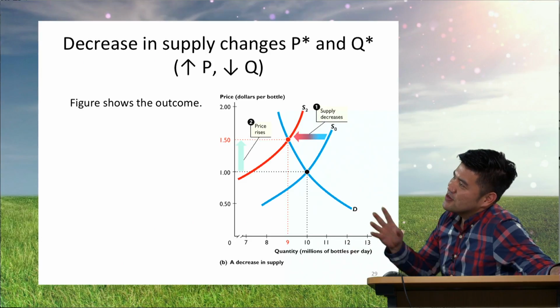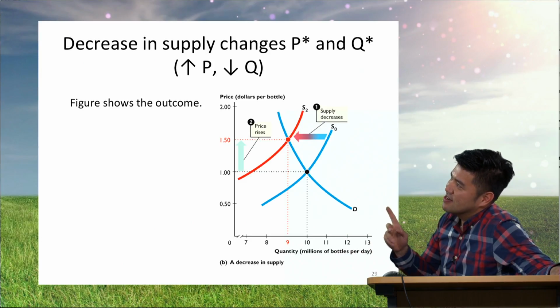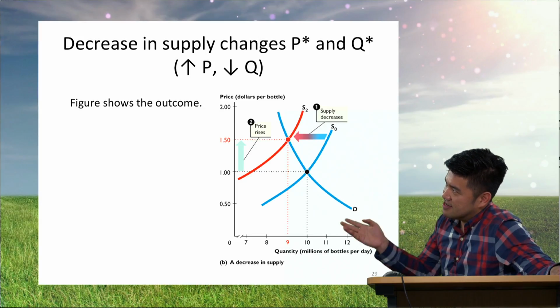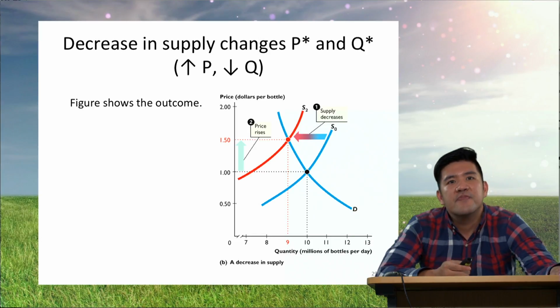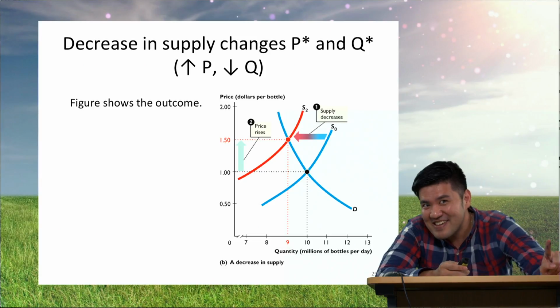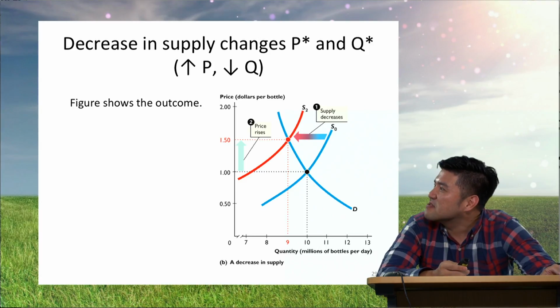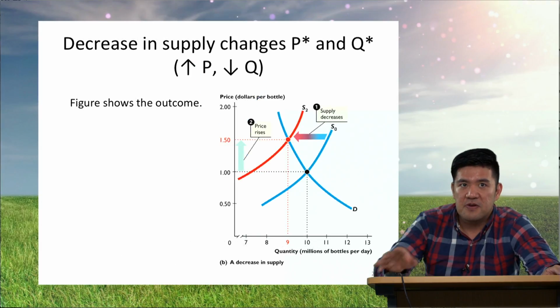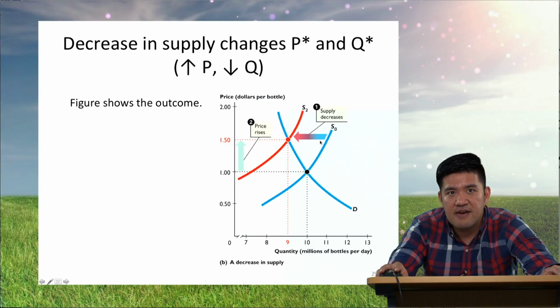This is just going to be the opposite, right, guys? Decrease in supply. You shift the supply curve to the left. What is going to happen to the price? I think you've got so much better at this now, right? Price will go up. Quantity will go down, right? Supply shifts to the left, price goes up, quantity traded goes down.